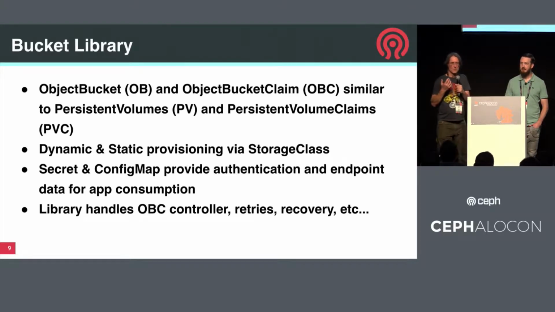Where we differ a little bit from the traditional Kubernetes PVC model is that you don't mount a bucket, right? You get credentials, and those are in a Kubernetes secret. It's a native resource in Kubernetes, and you get endpoint information, and those are in a native config map. Again, part of core Kubernetes. So your pod isn't mounting a bucket, it's consuming a config map, which has endpoint data, and it's consuming a secret which has credentials unique for your access to that bucket.